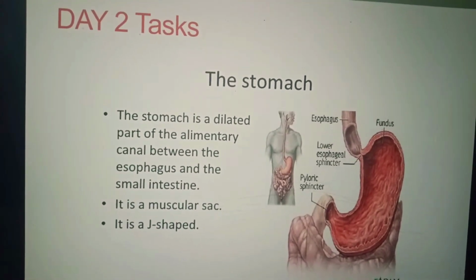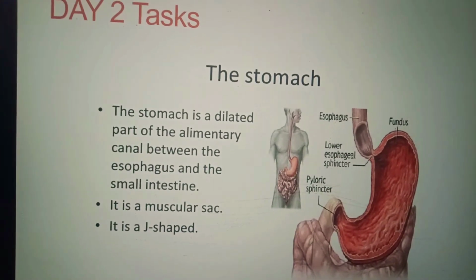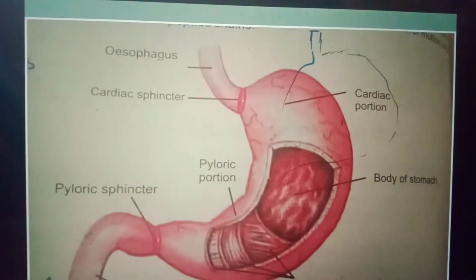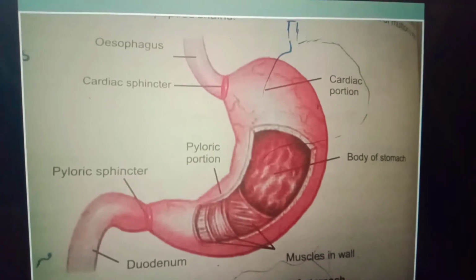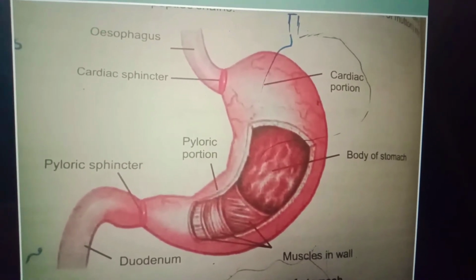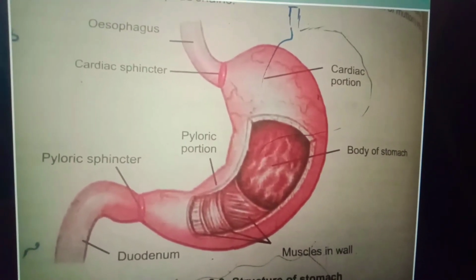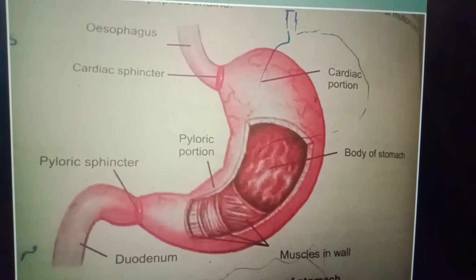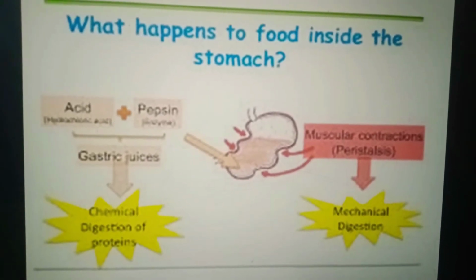I have discussed the stomach, which is a dilated part of the alimentary canal between the esophagus and the small intestine. It is a muscular sac. It is J-shaped. And here are the parts of the stomach. First, the esophagus, that was a tube. Second, the cardiac sphincter, then the cardiac portion, then the body of the stomach, then the pyloric portion, then muscles in the wall, then the pyloric sphincter, then the duodenum.